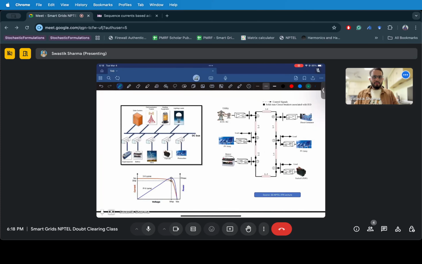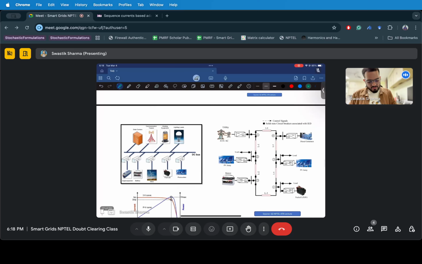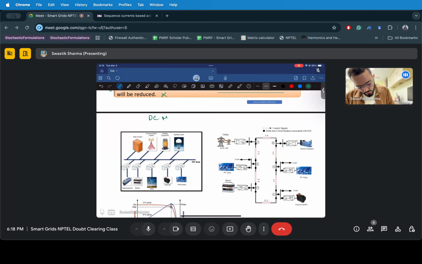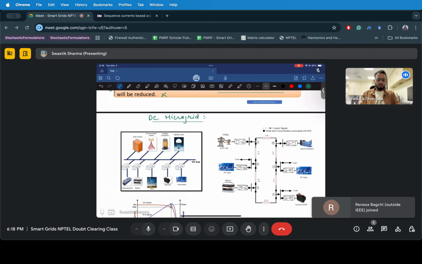So let's shift our focus to a DC microgrid. So now we know what is the importance of a DC system, right? Now let's translate it to how DC microgrids actually look.